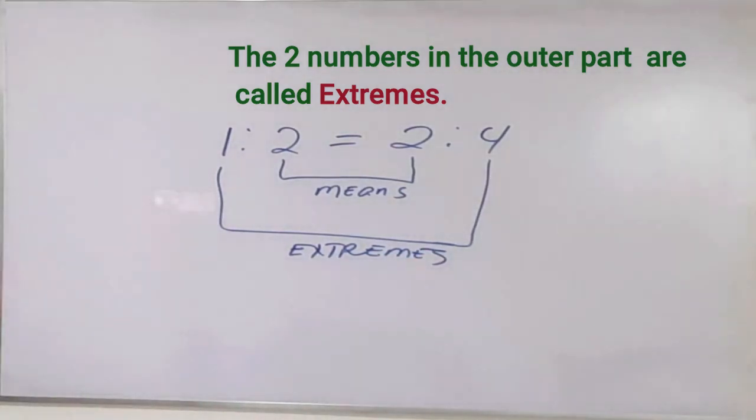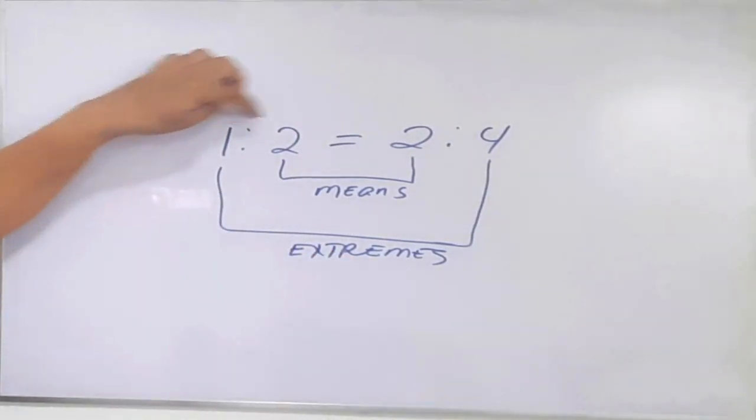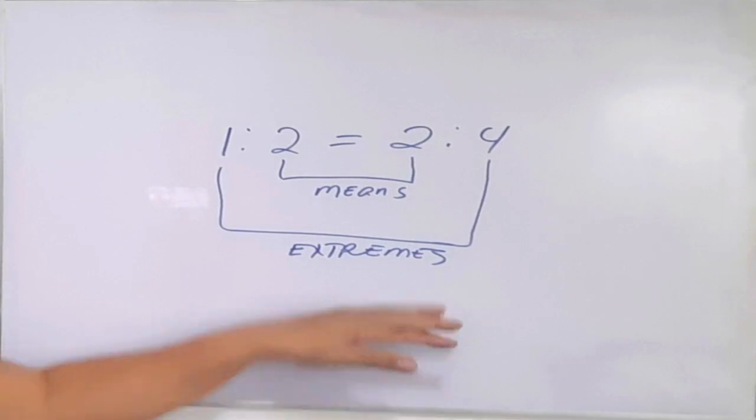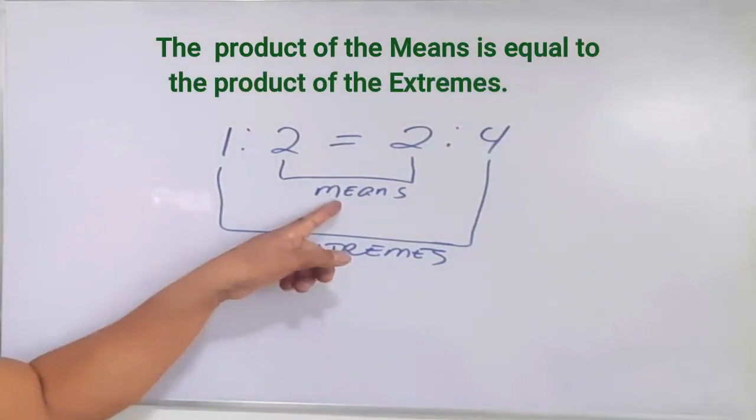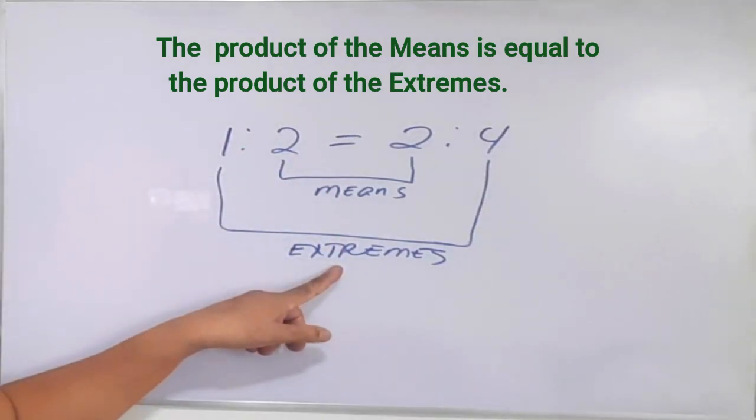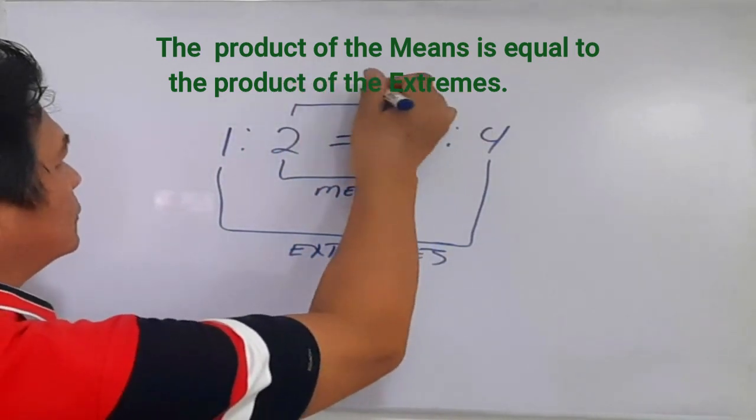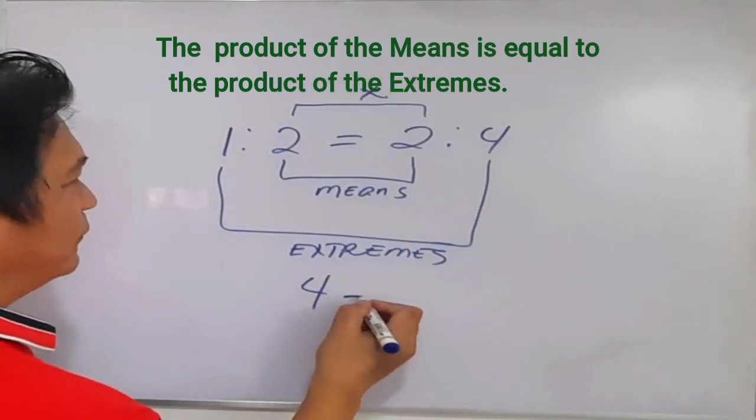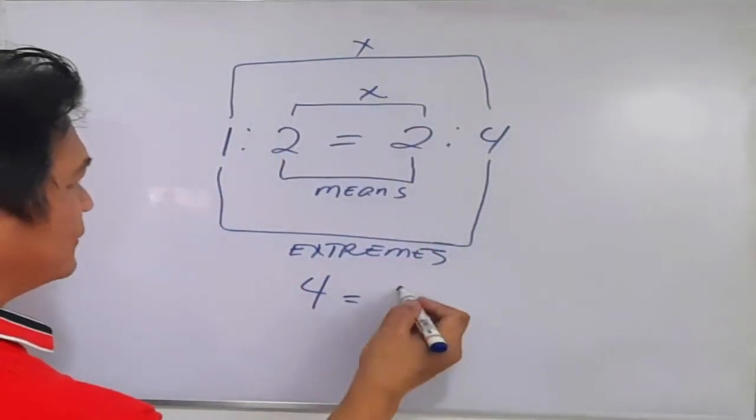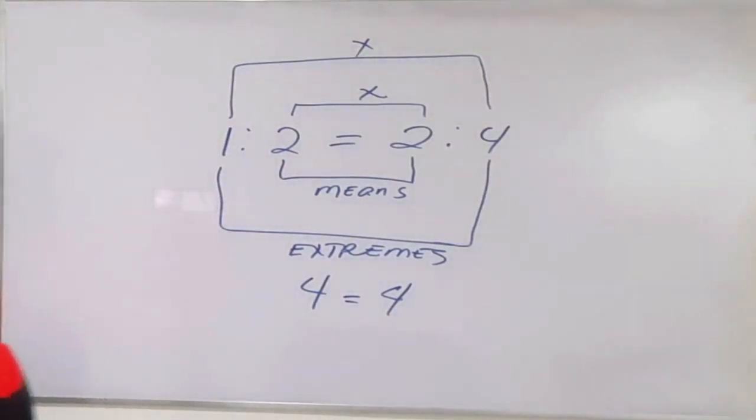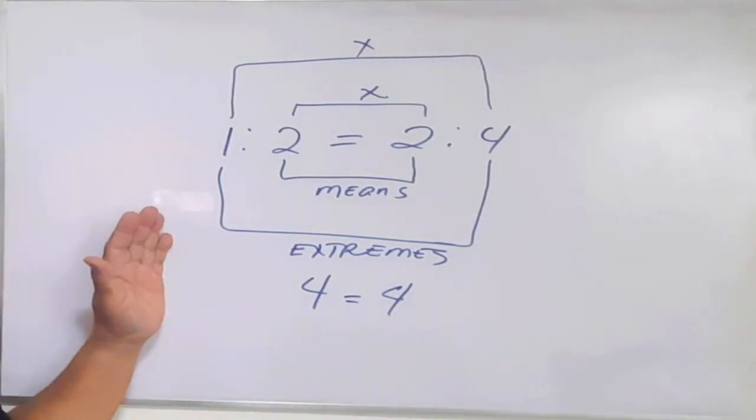So what do you call those two numbers in the middle? They are called means. And the numbers on the outside are called extremes. The product of the means is always equal to the product of the extremes. So 2 times 2 is equal to 4, and 1 times 4 is equal to 4. So this is why it's called a proportion, or equivalent ratio.